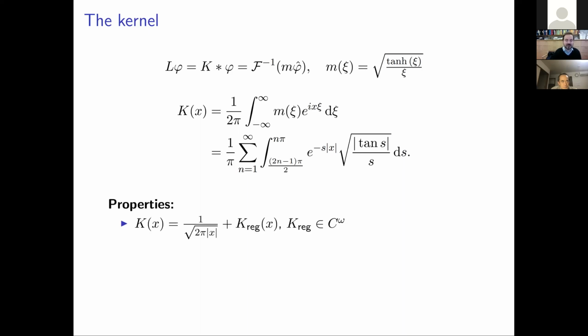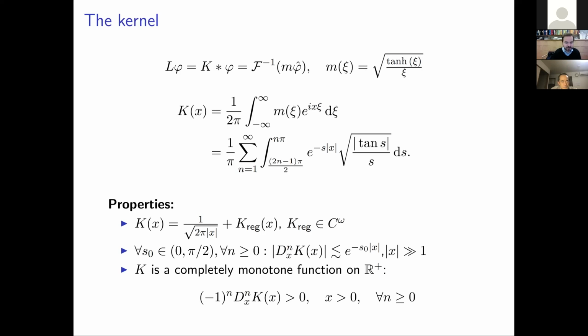Okay, so this is one way of proving properties of k. There are also other ways you can do it. And then, as Mats mentioned, you can also pretty easily show that k can be written as a sum of a term which is like 1 over the square root of x, plus an analytic term. Okay, I think this was the exponential decay I mentioned, and then complete monotonicity. These things are used heavily in the proof. I will not go into exactly how they are used, but they are important.